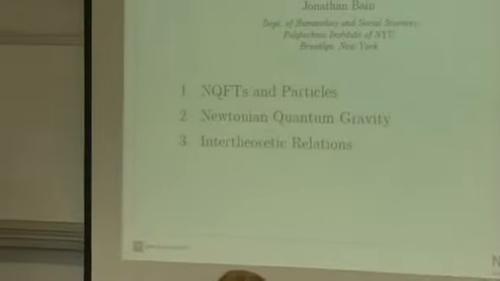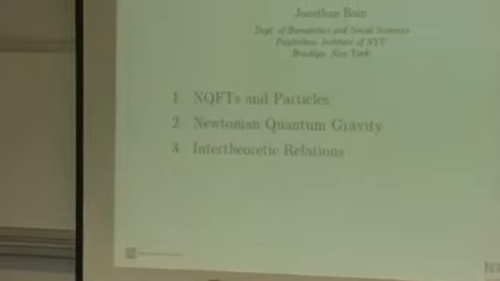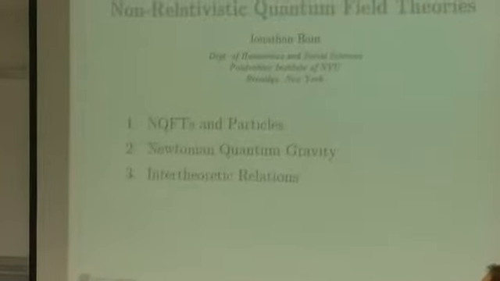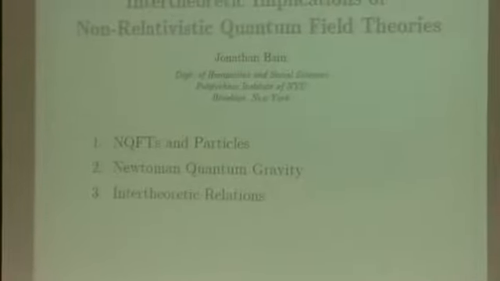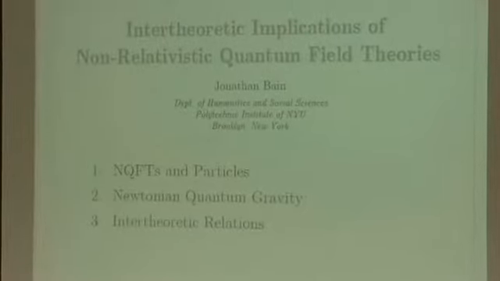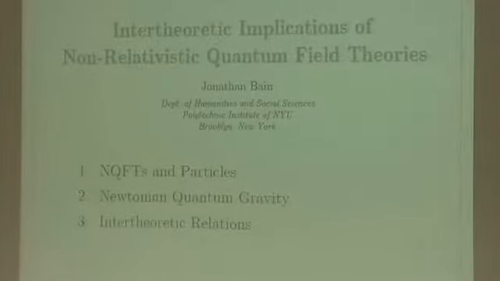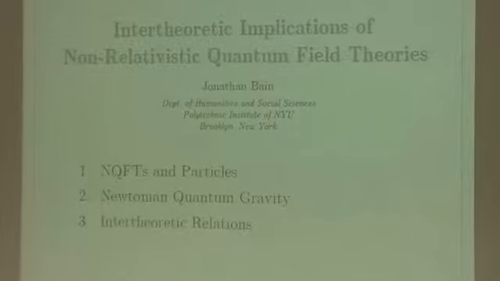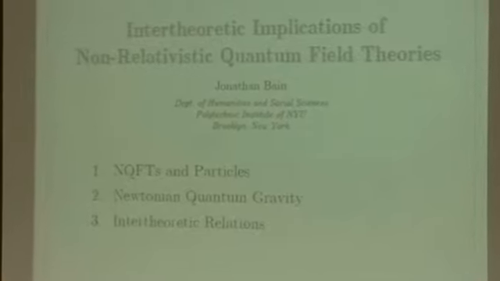And I'll briefly review an example of a non-relativistic quantum field theory that consistently incorporates gravity, what's been called Newtonian quantum gravity. I'll then consider what the existence of such a theory suggests about the relations between theories in physics, and in particular about possible ways of constructing a fully relativistic quantum theory of gravity.